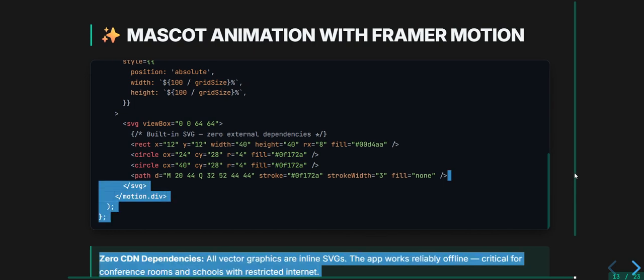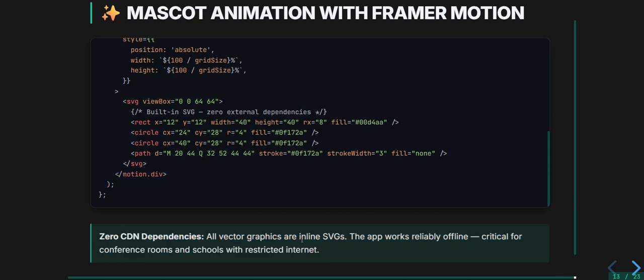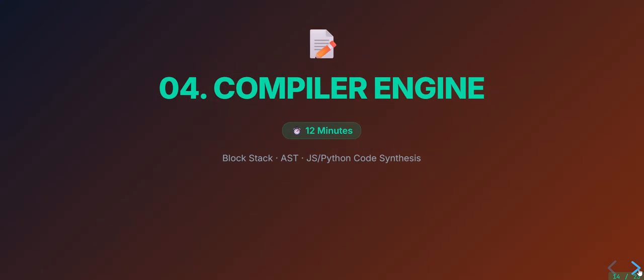We move on. All vector graphics are in line with SVGs. The app works reliably offline, critical for conference rooms and schools with restricted internet connectivity. So when the school doesn't have internet connectivity, provided they've installed this app on their computers and other devices, it works without an internet connection.